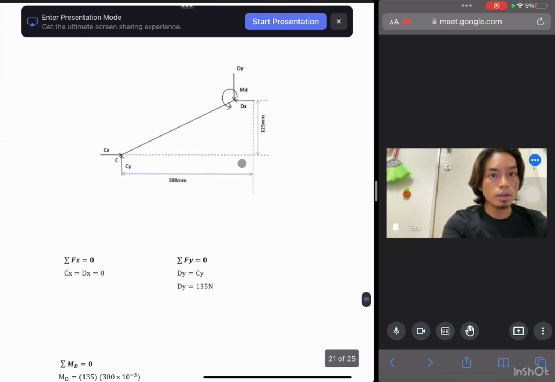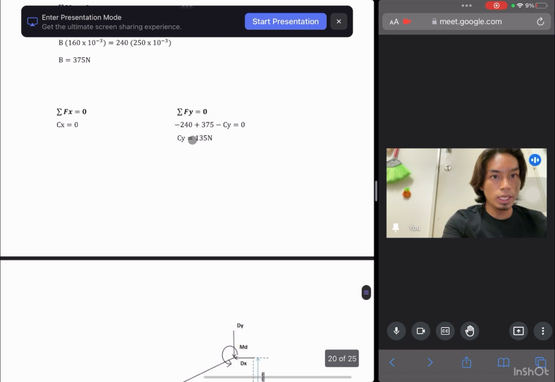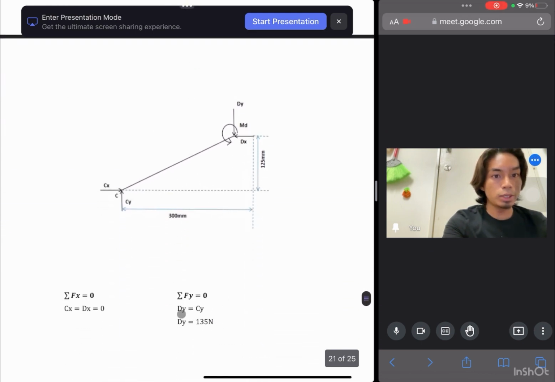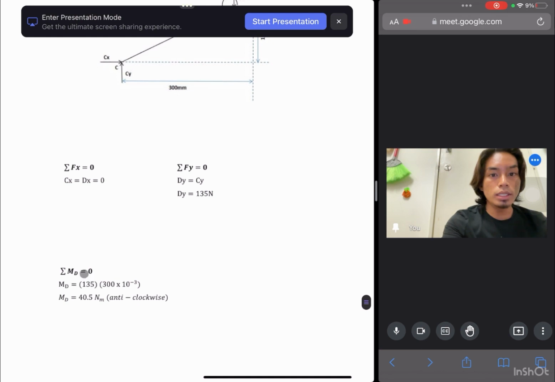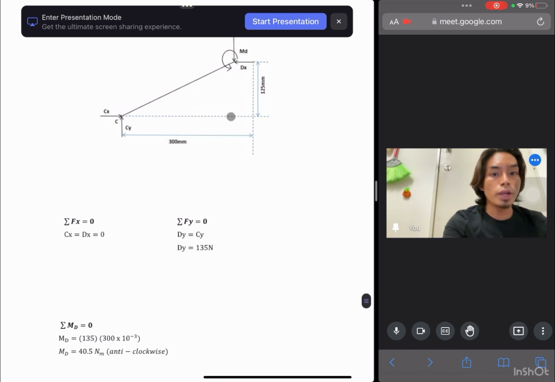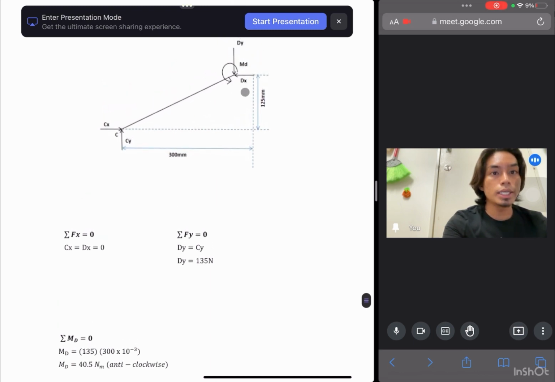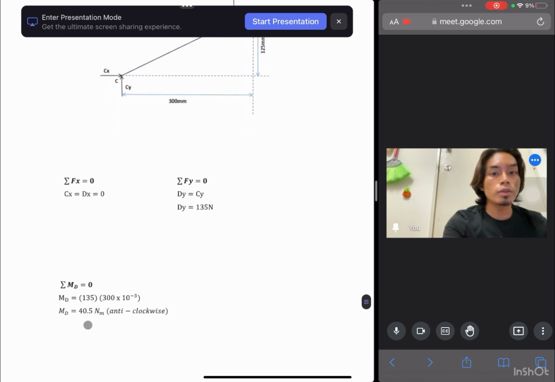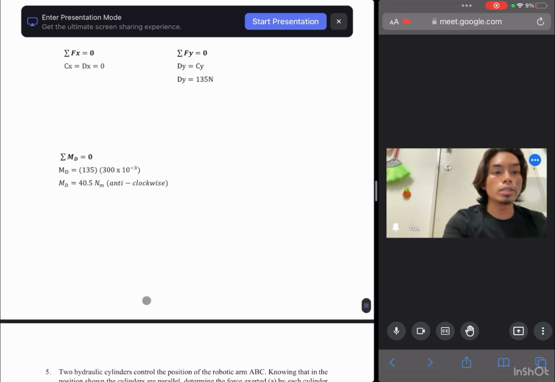For this FBD, summation of Fx equal to 0. This Cx and Dx were the same, equal to 0. So for the summation of Fy, Dy equal to Cy. So Dy equal to 135 Newton because Cy was the same as Dy. And moment at point D, summation of MD equal to 0. So MD equal to 135 times 300 millimeter. So we get the answer is 40.5 Newton meter, and we can say it was anti-clockwise.